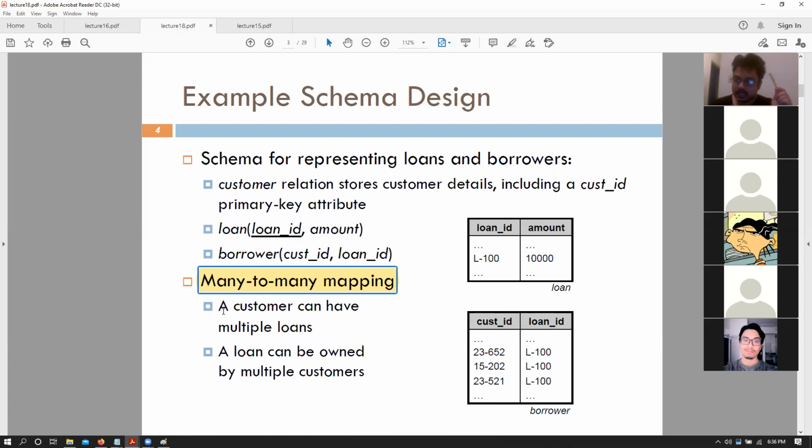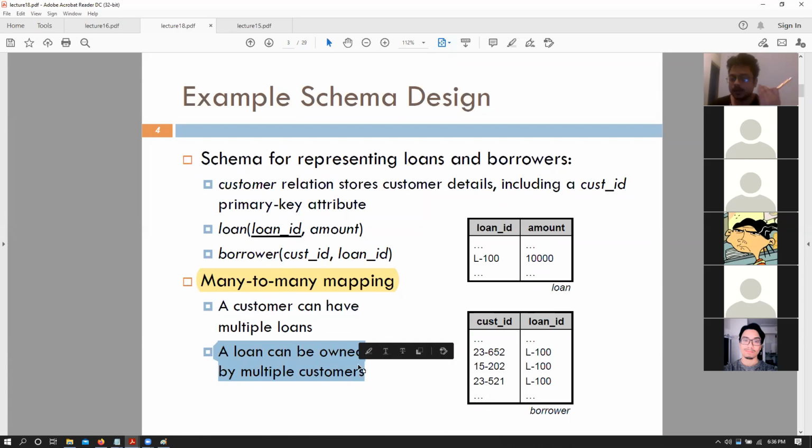So that is basically what the real world does. A customer can have multiple loans. A loan can be owned by multiple customers as well. In this particular scenario, one particular loan, that is L100, is owned by these three customers, right? And that is because it is a many-to-many mapping. All of them own this L100 loan, and this just happens to be this $10,000 loan, right? So this is the table that we have. Everyone agrees that this is a many-to-many relationship.